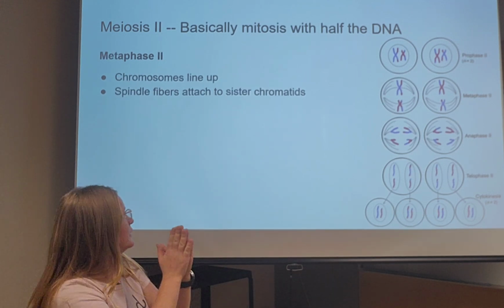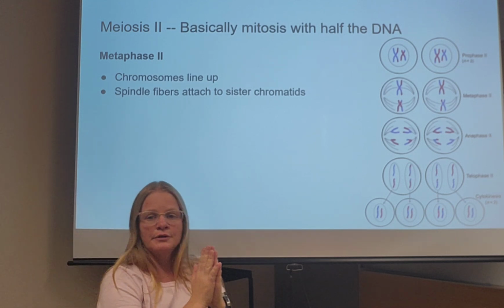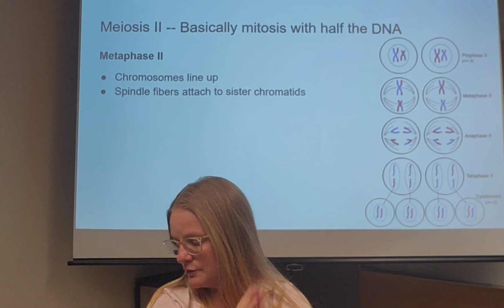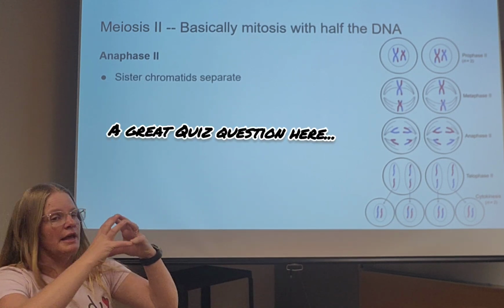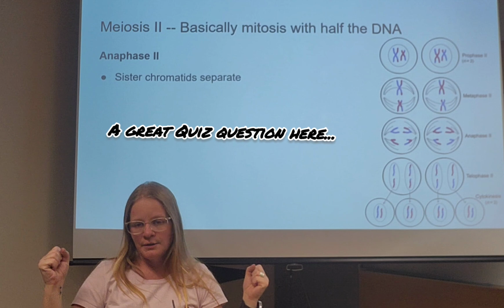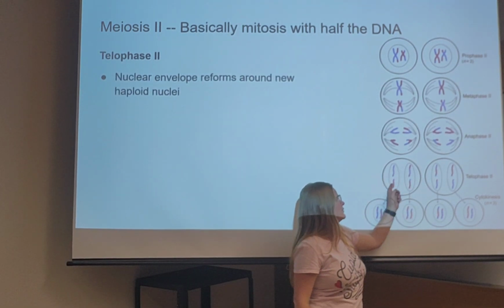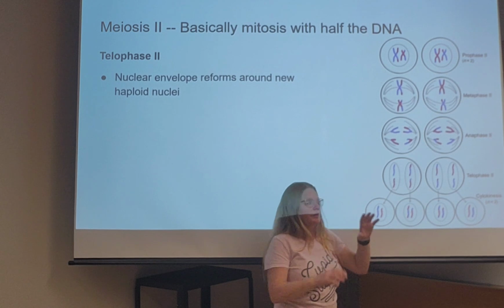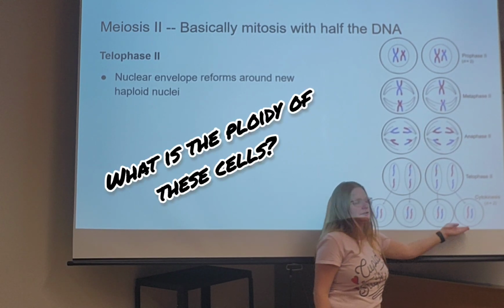In metaphase 2, we're going to line our chromosomes up along the equatorial plane, and we're going to have the spindle fibers attached to our sister chromatids. In anaphase 2, those sister chromatids are going to separate. In telophase 2, we're going to see the nuclear envelopes reform. We're going to have cytokinesis, and we're going to end up with 4 genetically distinct cells.